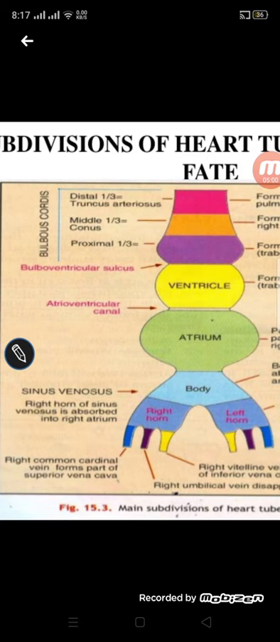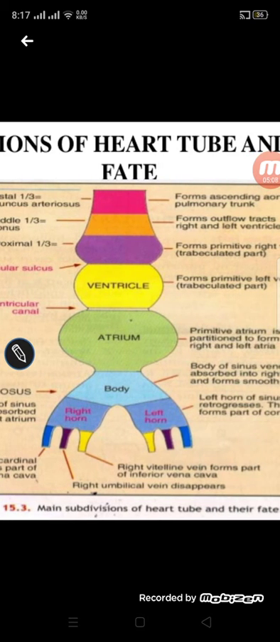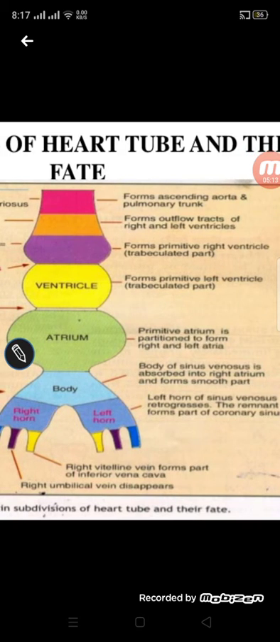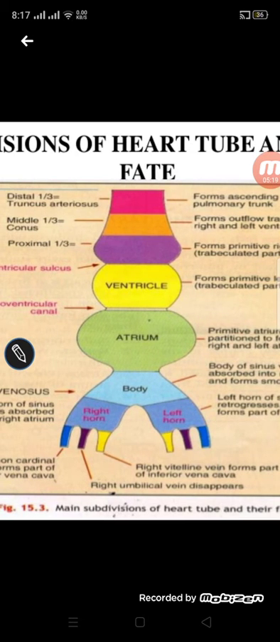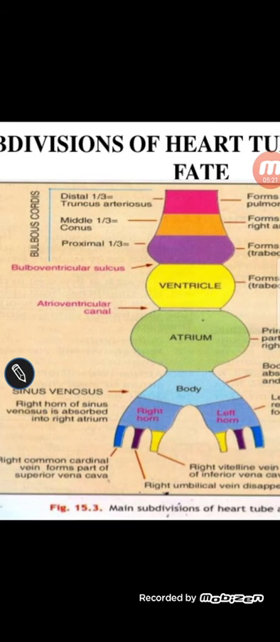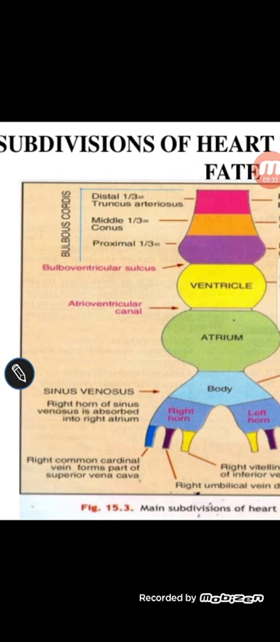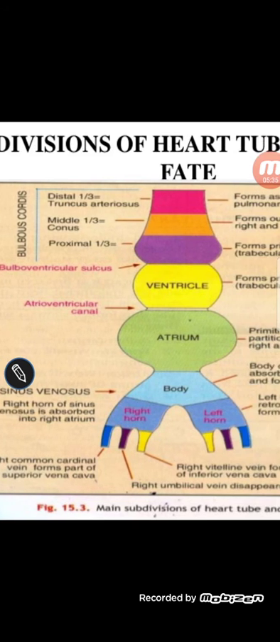along with the right common cardinal vein, which will contribute in the formation of the superior vena cava, the right umbilical vein, which will disappear eventually, and the right vitelline vein, which will form part of the inferior vena cava. Now, the right horn of the sinus venosus, which was absorbed into the right atrium, which was previously derived from the primitive atrium, will contribute in the formation of the openings of the superior vena cava and the inferior vena cava into the right atrium.